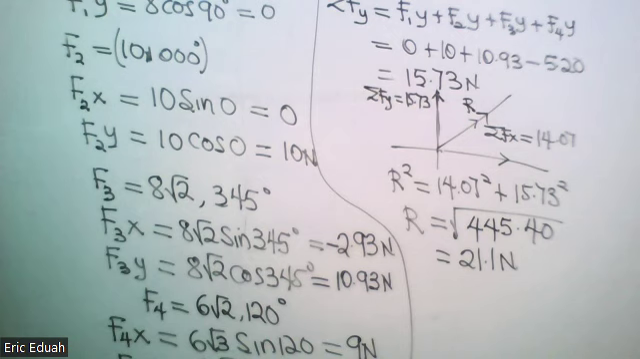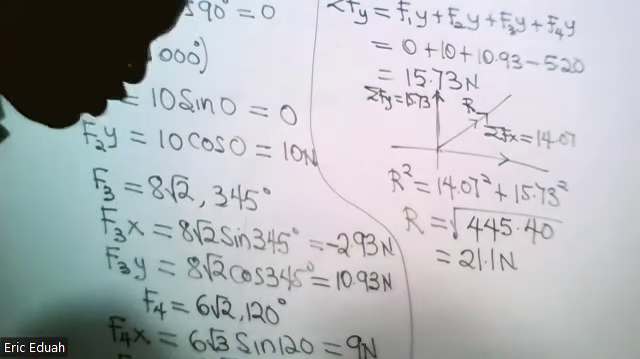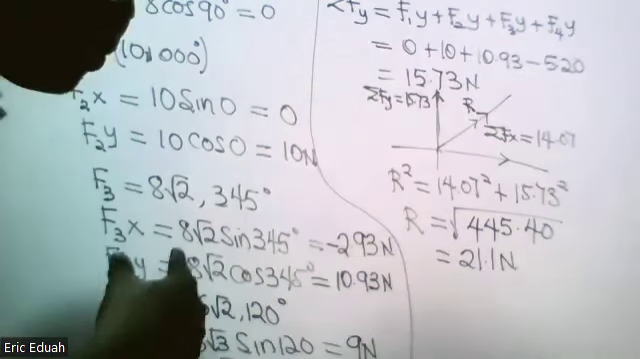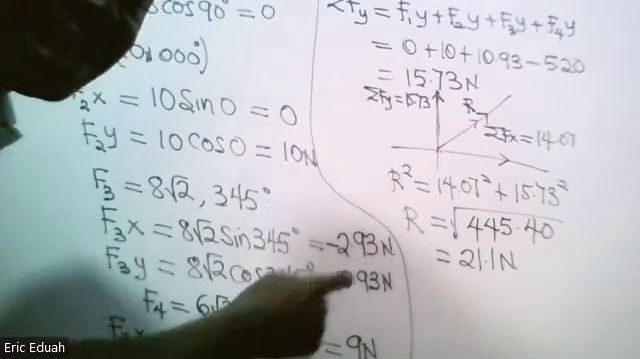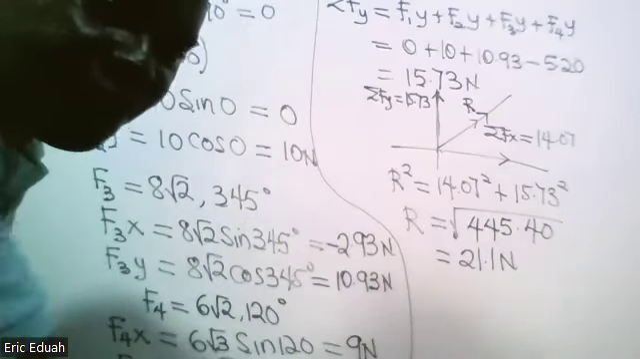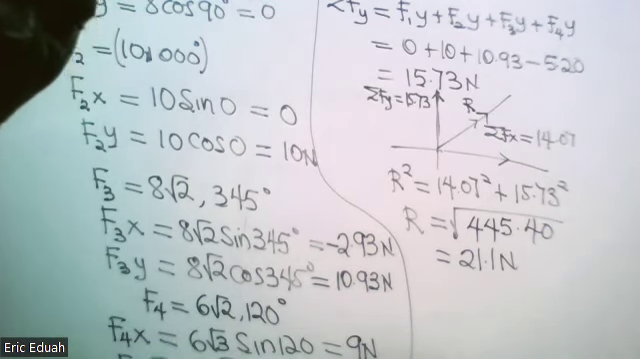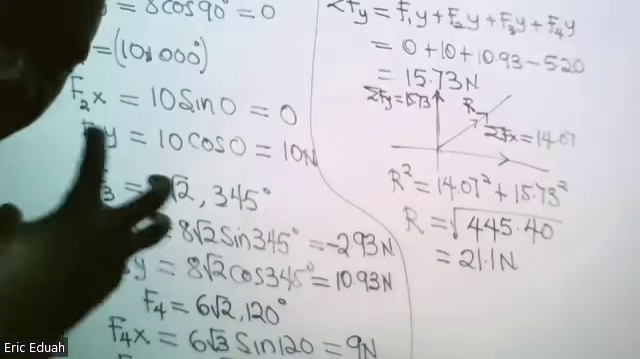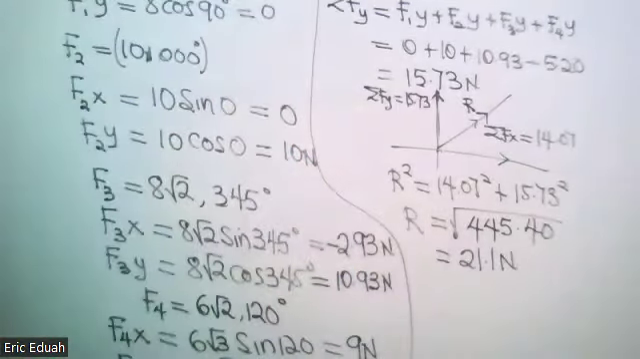So the resultant force is always that single force which is equivalent to the combined effect of a number of forces, meaning F1, F2, F3 to F4 acting at different angles. What they combined can do, only this will do the same thing.